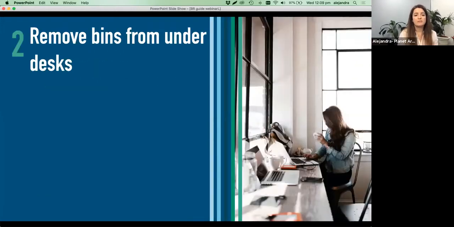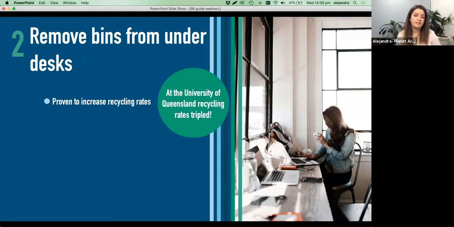The second one is remove bins from underneath the desk. And no, we're not crazy. This has actually been proven to increase recycling rates at work. With the University of Queensland, for instance, when they did this, their recycling rates tripled in the office where they did it. This can only work, however, if you have a centralized bin station that is accessible to people as well.